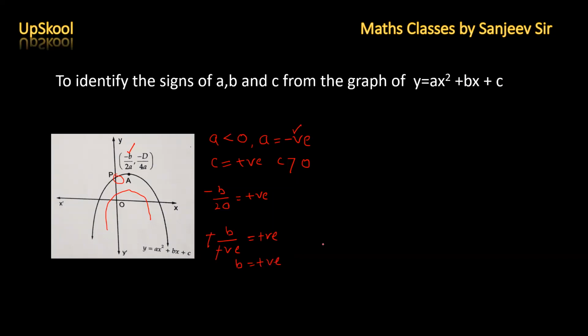तो आंसर क्या आ गया? a less than 0, b more than 0, and c greater than 0. Hope you have understood. Let us take some more problems.